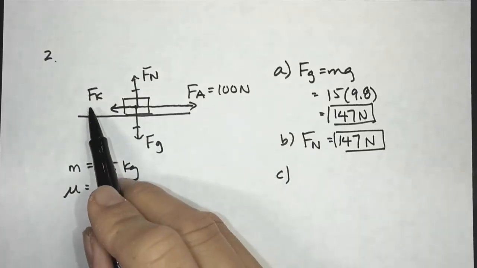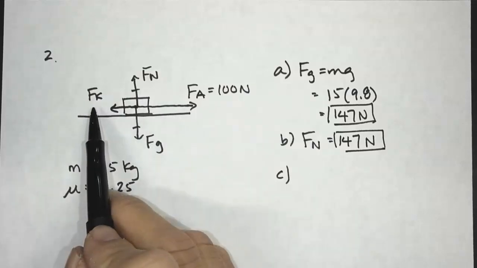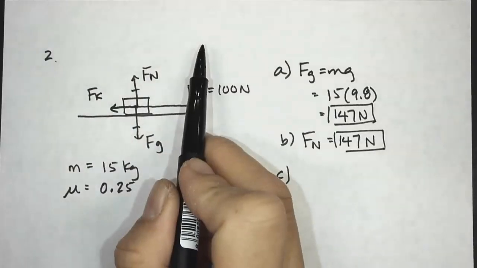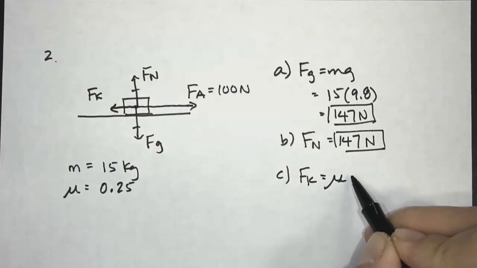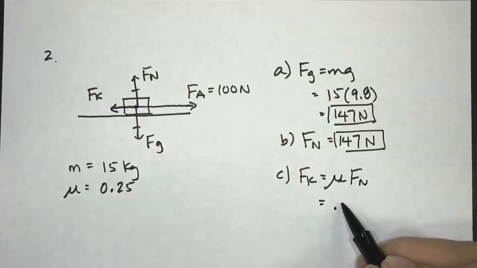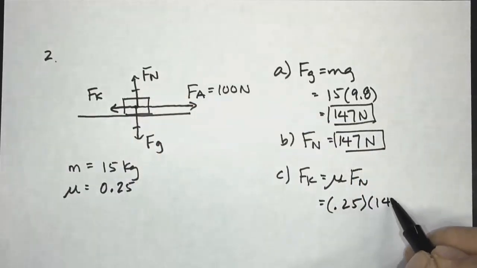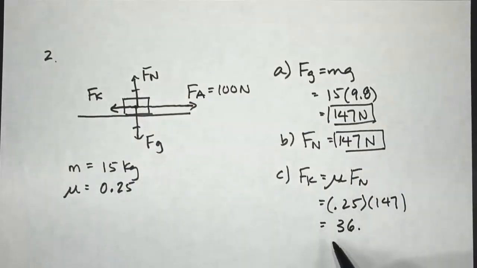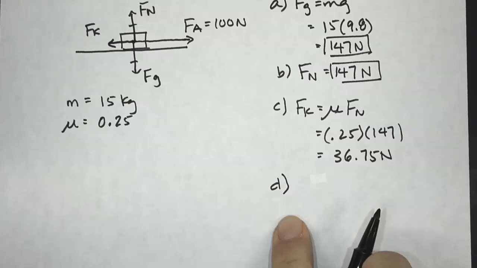Next, we're going to figure out what the kinetic friction is because we need to find the net force in order to find the acceleration. So the kinetic friction is mu times Fn. And mu, the coefficient of friction, is 0.25. Normal force, we just calculated as 147. And we get 36.75 newtons.